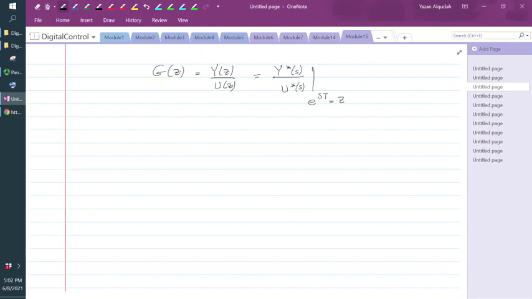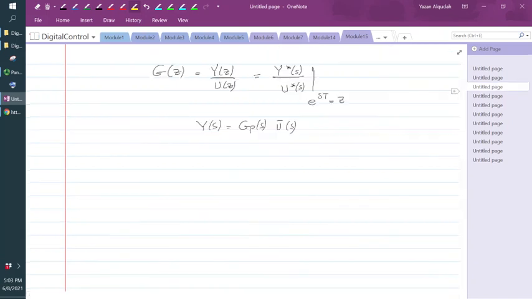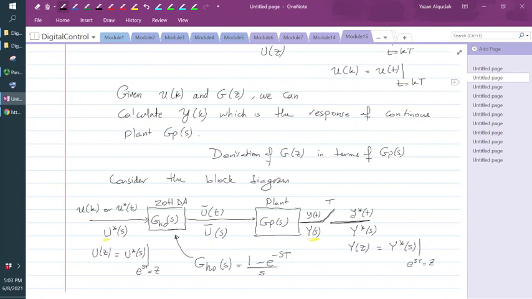So if we look at the block diagram, we see that Y of S is equal to GP of S multiplied by U bar of S. So here, Y of S, this output here, is equal to GP of S multiplied by U bar of S. But what is U bar of S? If I look at U bar of S here, it's nothing other than the output of the zero order hold, which I can calculate easily by multiplying the transfer function of the zero order hold with the U star of S. The U star of S is the input multiplied by the transfer function.